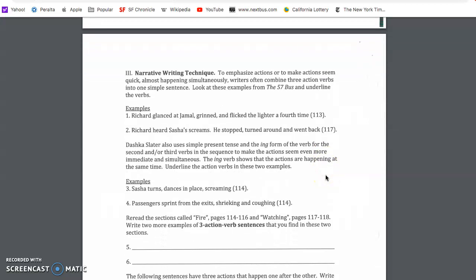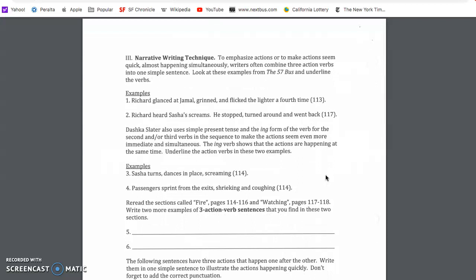Okay? So she uses these verbs to show a quick action, things that happened almost at the same time, almost simultaneously. She also uses simple present and the ing form of the verb for the second and third verbs in the sequence to make the action seem even more immediate and simultaneous. The ing verb shows these actions are happening at the same time.